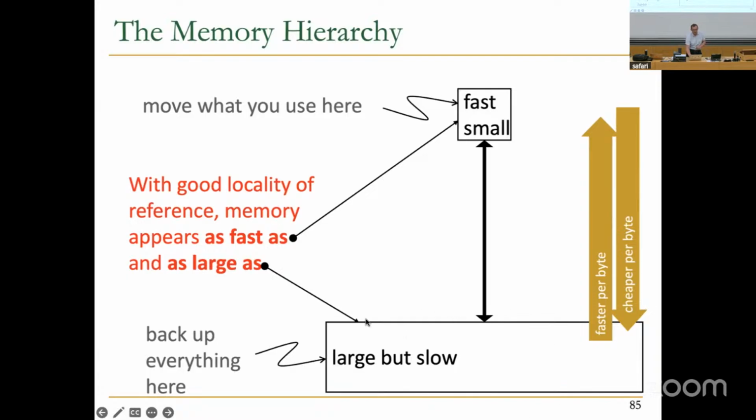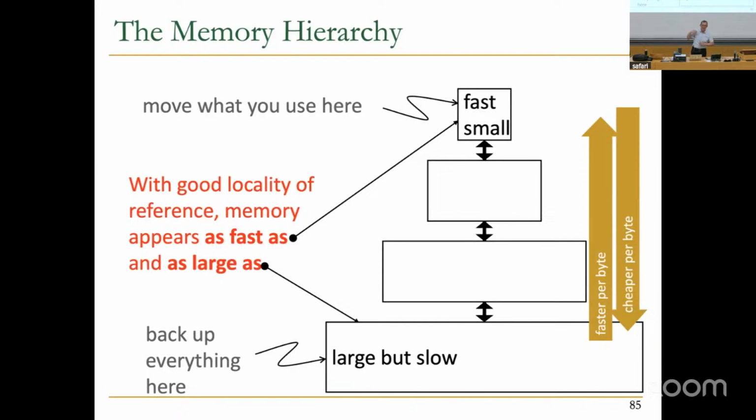Hopefully the data that's not going to be used stays here, but when you need it, hopefully it gets back and then you keep accessing it, right? That's the locality of reference, basically. The data that you access heavily gets into the fast and small memory components, cache, and you keep accessing it frequently, and hopefully you don't access this large but slow component often.